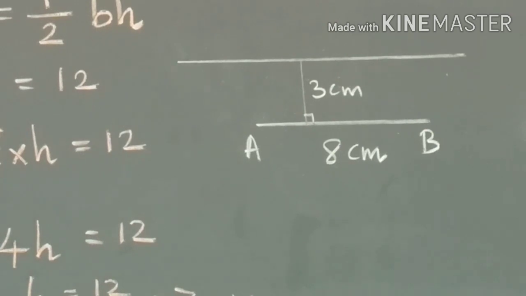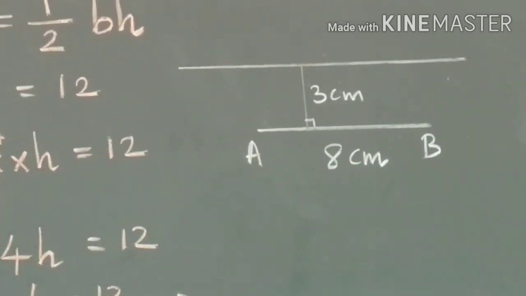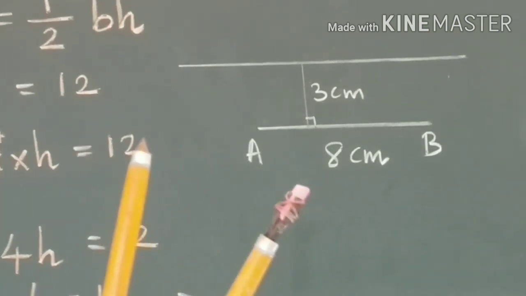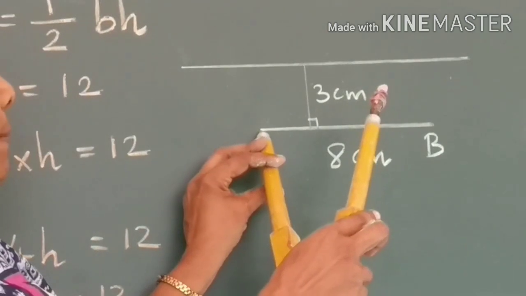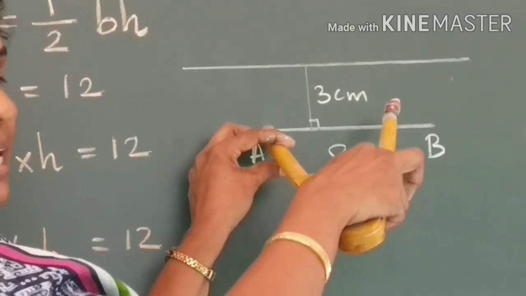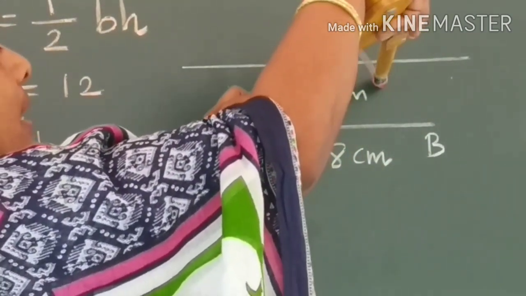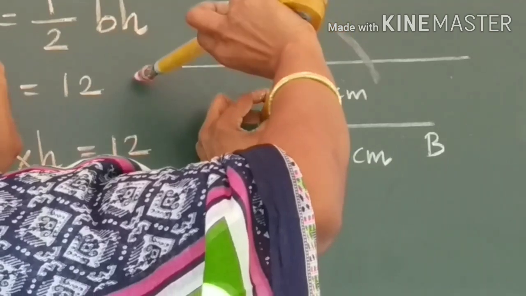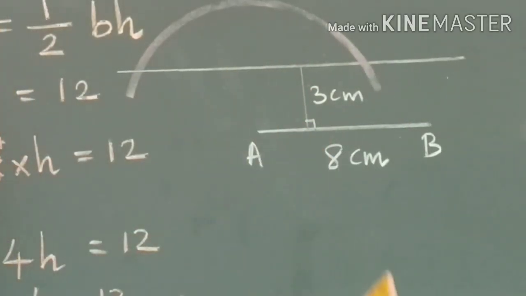Now what you have to do? The other side is 6 centimeter. So 6 centimeter is taken in the compass. Keep your compass at the point A. Draw an arc for 6 centimeter. So when you draw an arc, see the arc cut the parallel line at two different points. So you can draw two triangles.